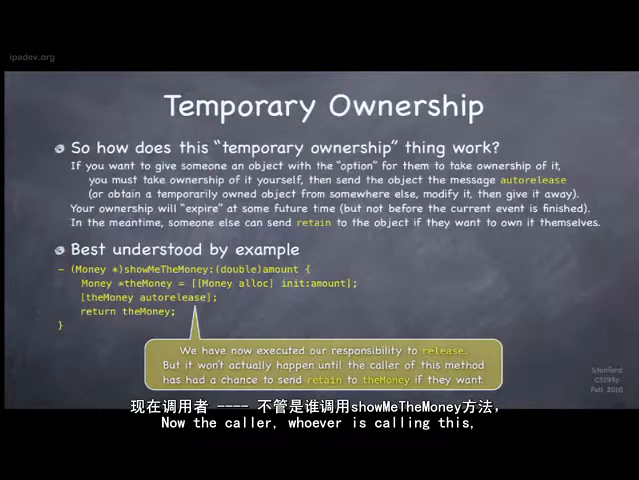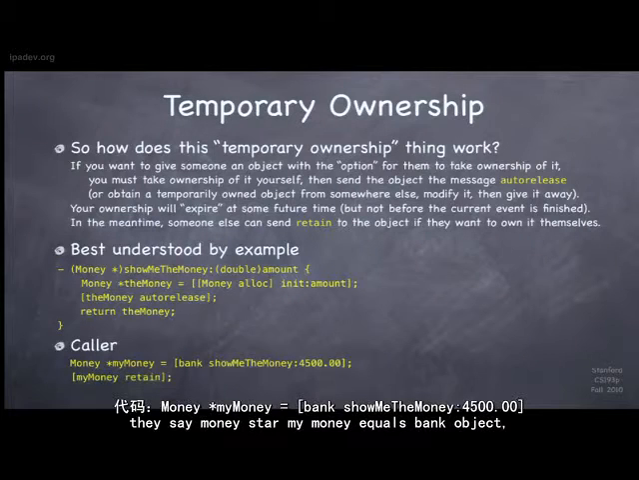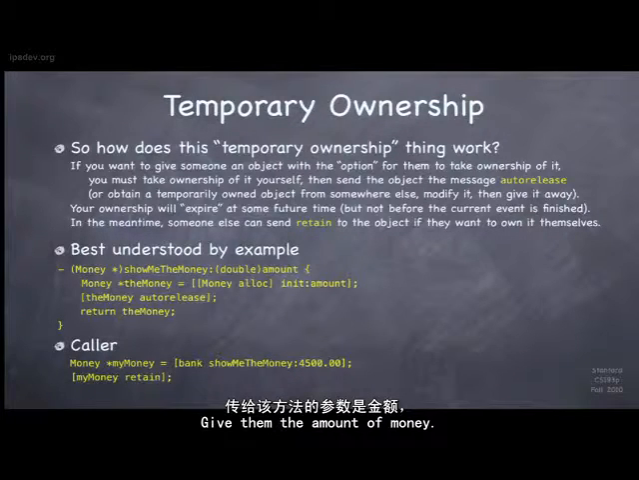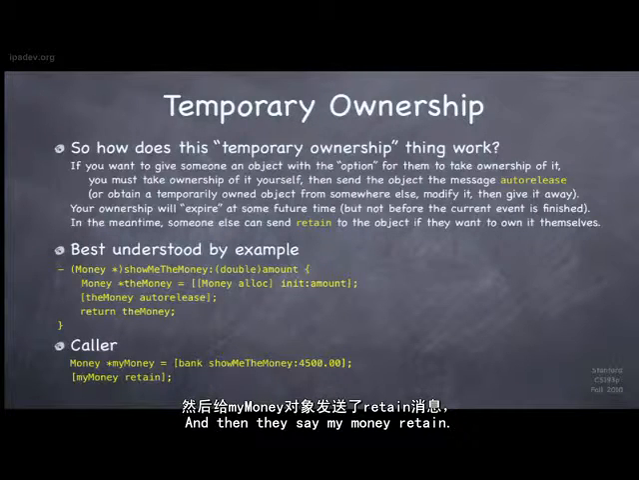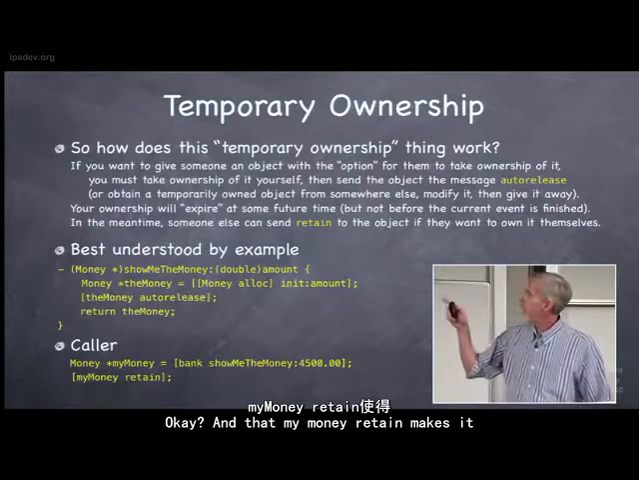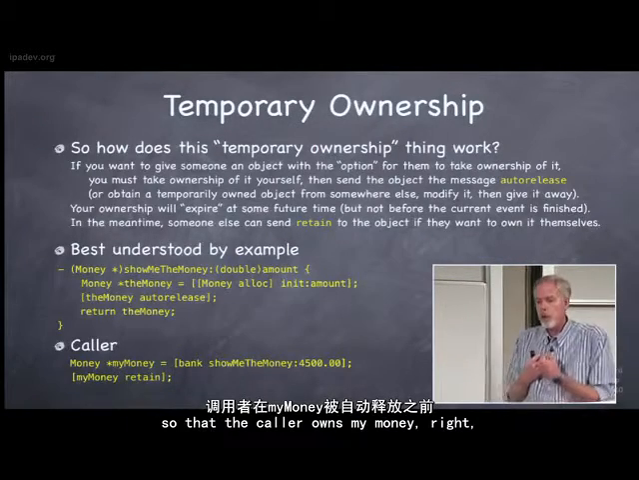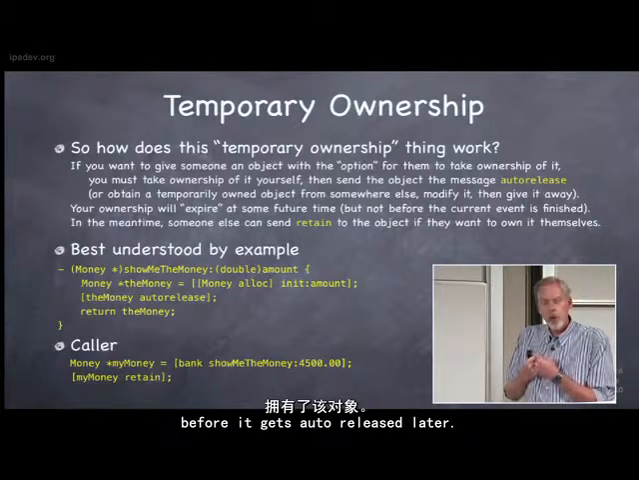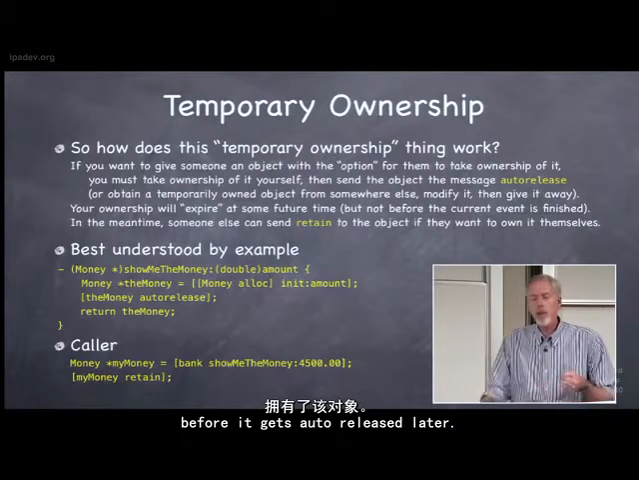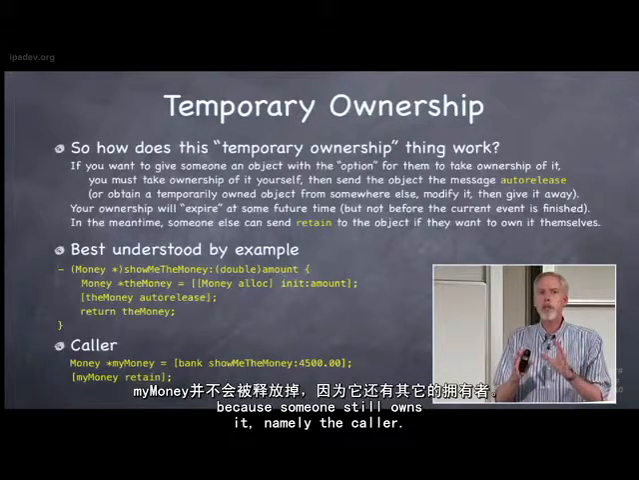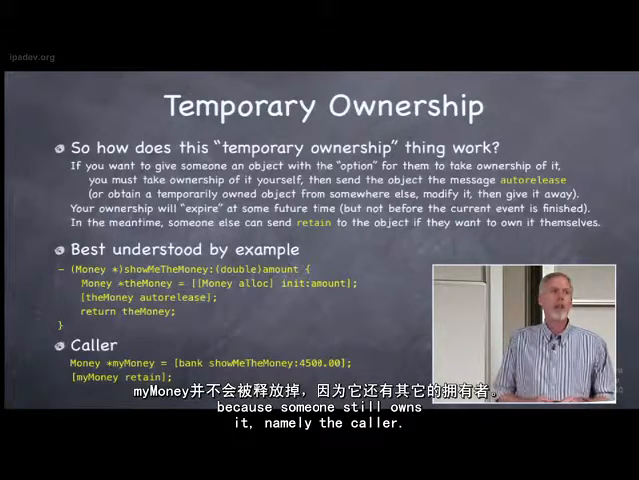Now, the caller, whoever's calling this, they say Money star myMoney equals the bank object, maybe this is a bank object implementing this, showMeTheMoney. Give them the amount of money. And then they say [myMoney retain]. Okay? And that retain makes it so that the caller owns myMoney, right, before it gets autoreleased later. So when the autorelease happens a while later, it won't release because someone still owns it, namely the caller. Everyone make sense?